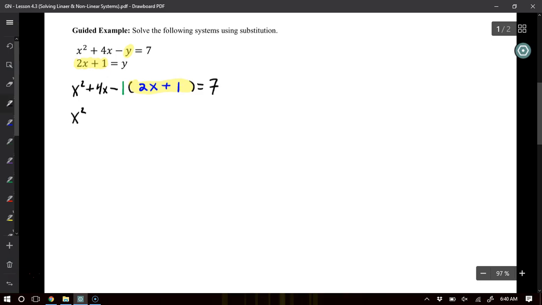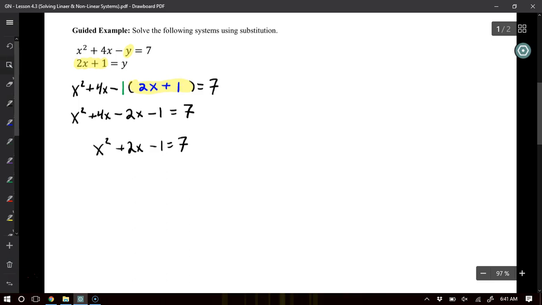So I have x squared plus 4x, and I'm going to distribute and combine my like terms. So x squared plus 2x minus 1 equals 7.